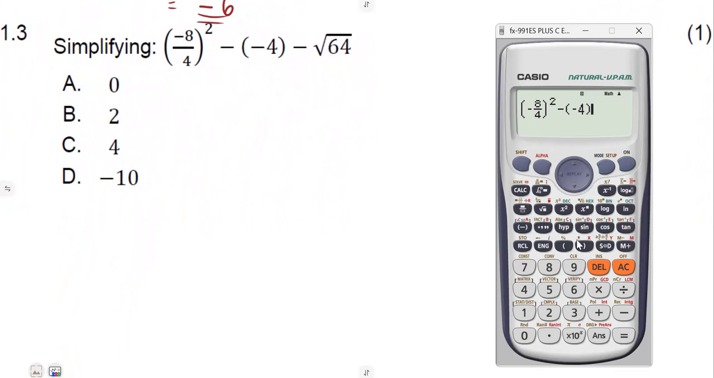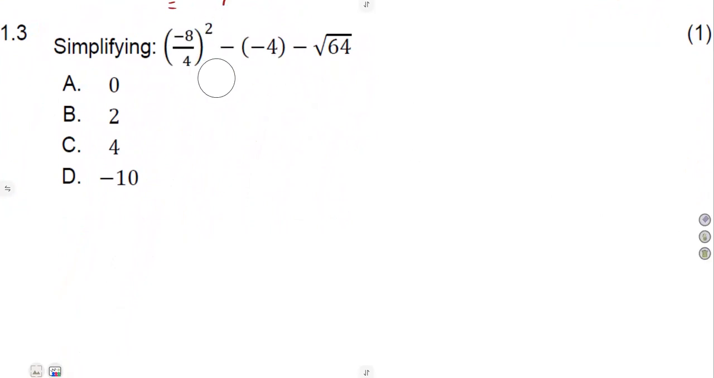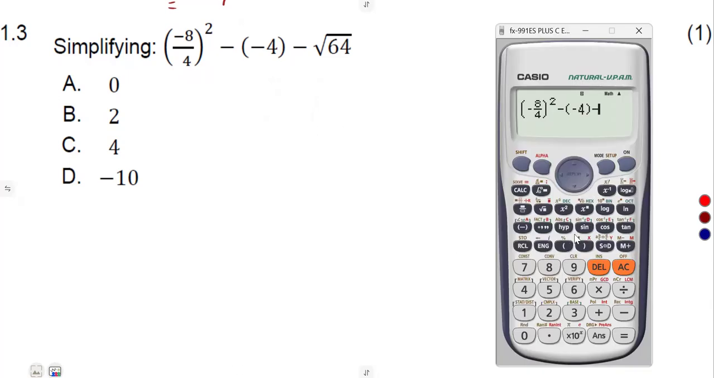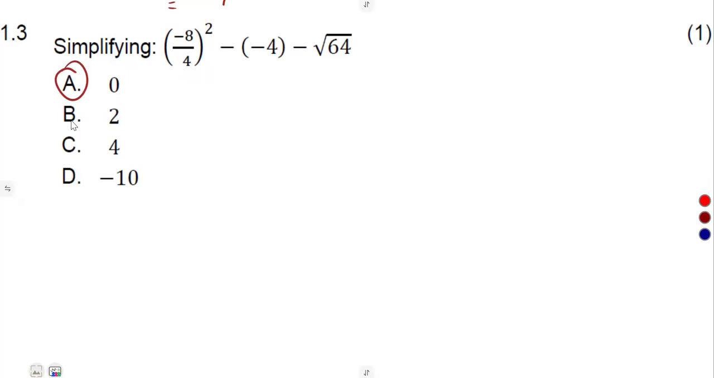As it is here, your calculator must show exactly what you are seeing on your question paper, exactly as it is. Minus the square root of what? The square root of 64. So that was going to give us what? A 0. So the best answer is A.